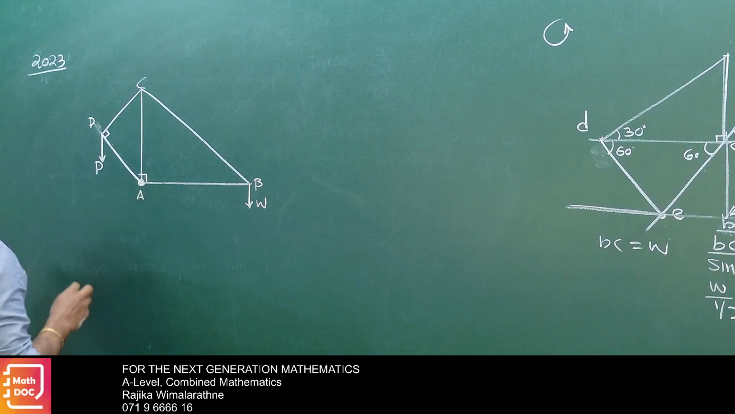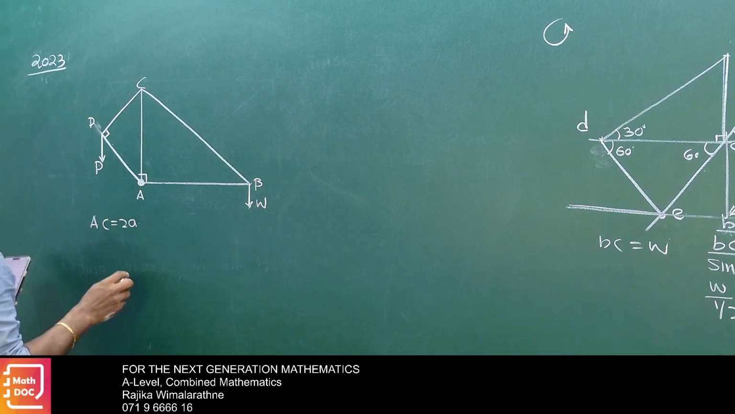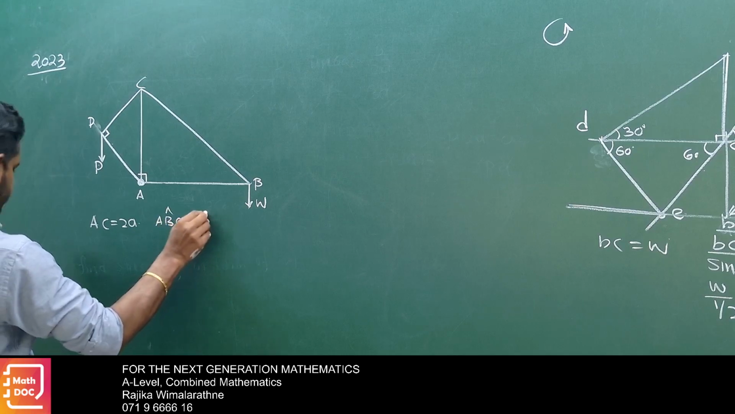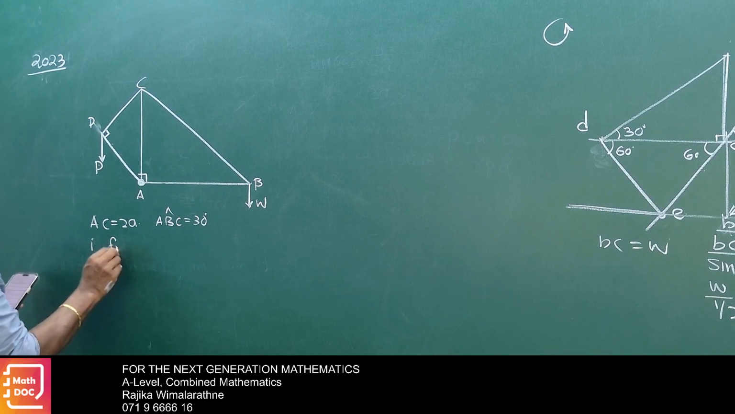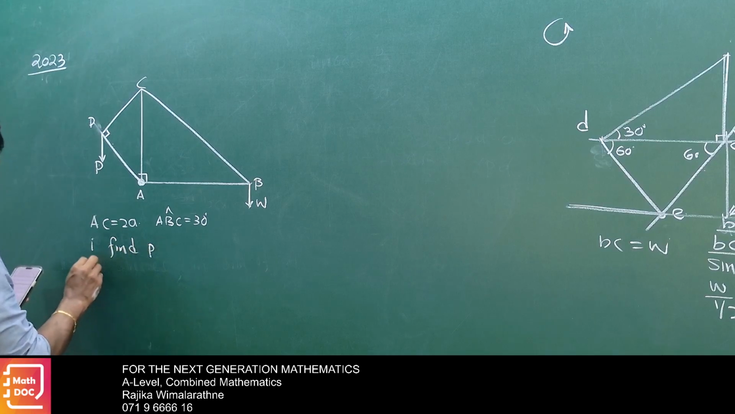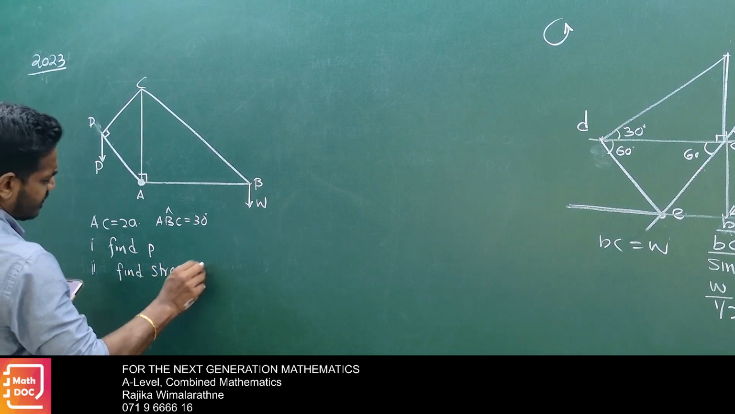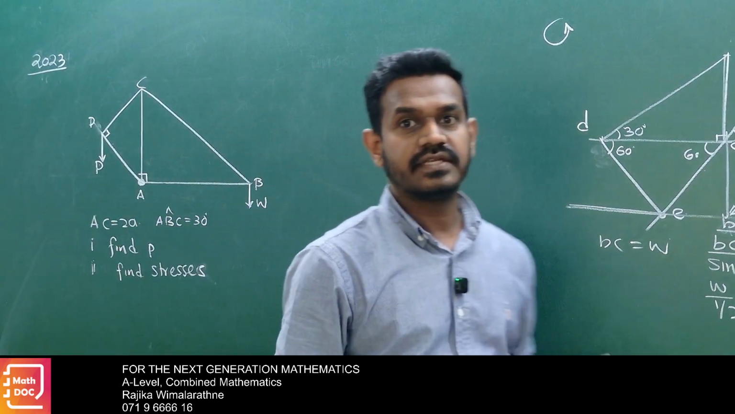Here hinge. AC equal to 2A, given data, ABC 30. First one, find P. Second one, find stresses. So that's the question. Okay, you start it.